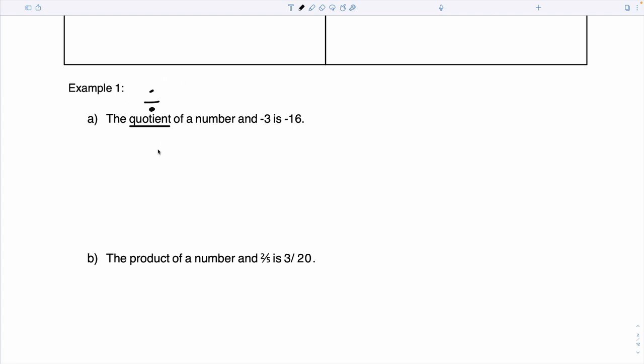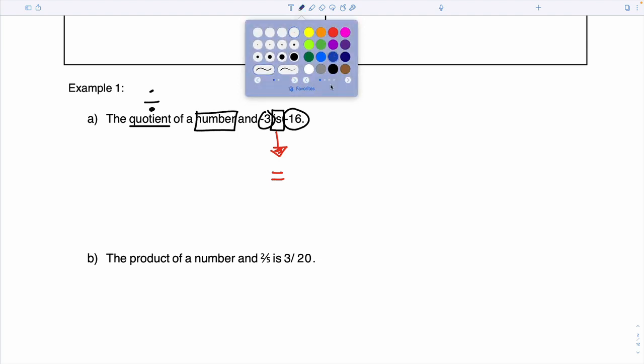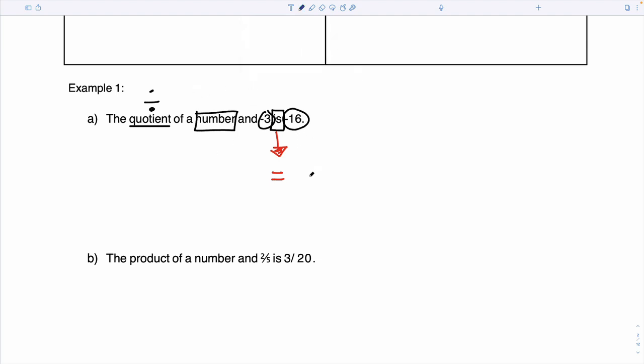So we know it's division. It's the quotient of some number and -3 is -16. If you're lost on these and you get mixed around with word problems, I'm going to give you 2 steps. You're always going to look for the "is." Is means equals. So I'm going to put the equal sign right there. That's going to help me sort this out. This thing should equal -16.